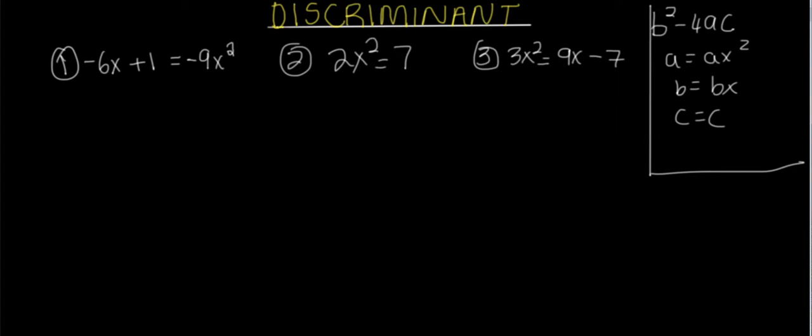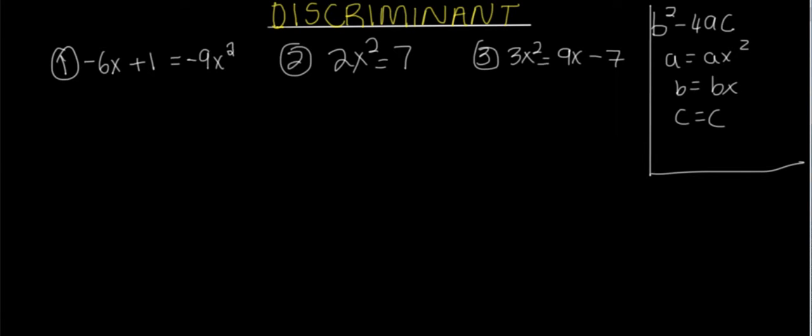In this lesson, we will learn about the discriminant. The discriminant is used to tell us how many solutions we can find in a quadratic equation. Remember that a quadratic equation is just an equation in the form of ax squared plus bx plus c. So if you see x squared, then it's a quadratic equation.